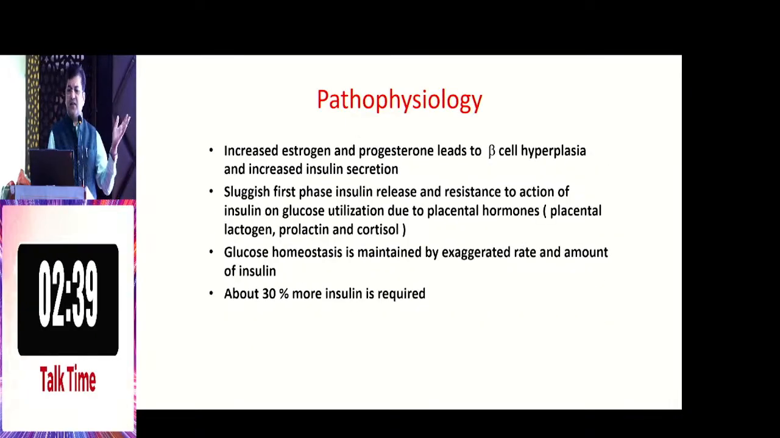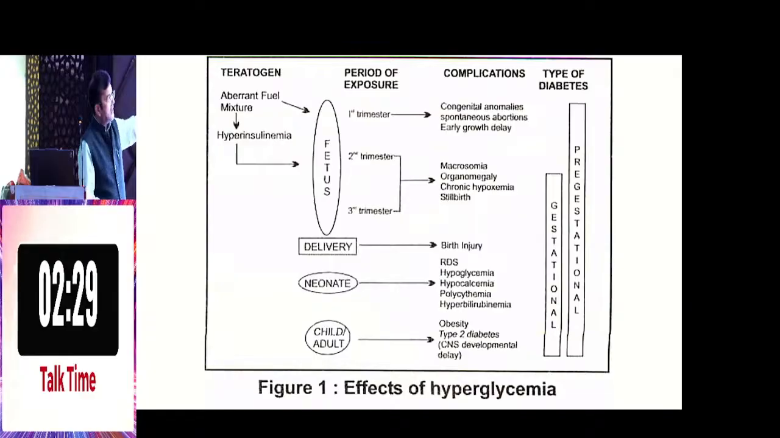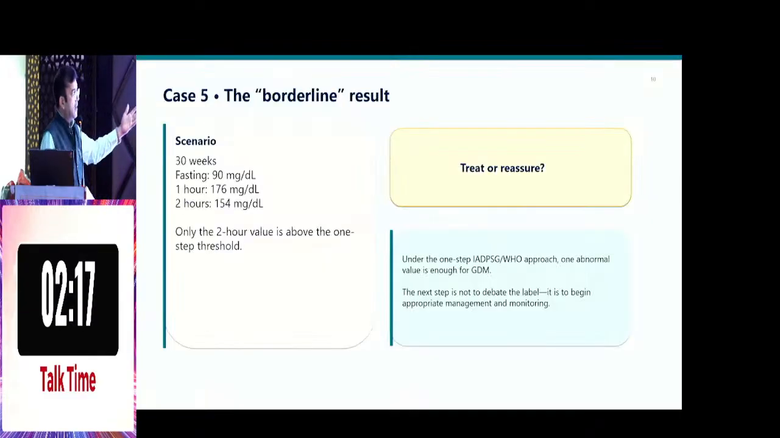Pathophysiology, we all know, is increased estrogen, progesterone. We are left with only 3 minutes. We should understand at what level and at what time hyperglycemia will occur, and what changes it will cause. In the first trimester, congenital anomalies; second trimester, macrosomia and organomegaly; after delivery, birth injury; at the neonatal time, neonatal complications; and in childhood and adulthood, the risk of type 2 diabetes in the future.